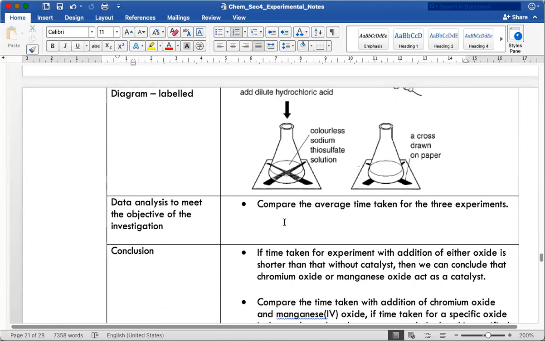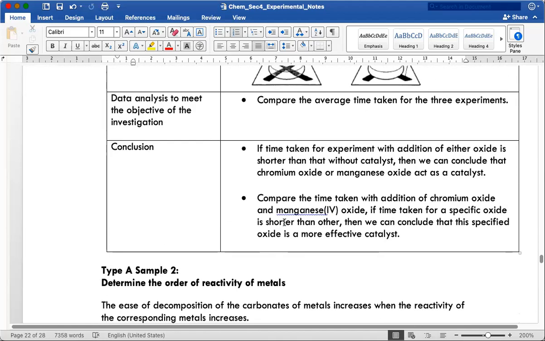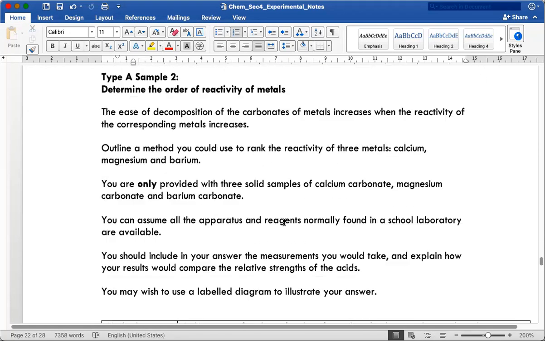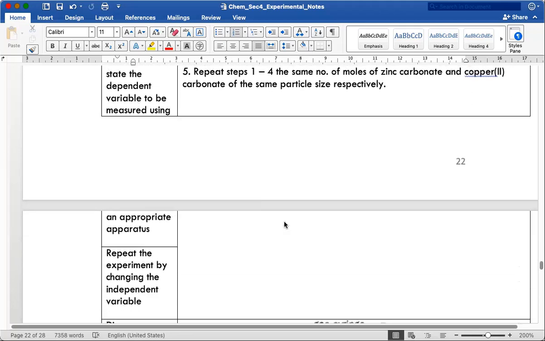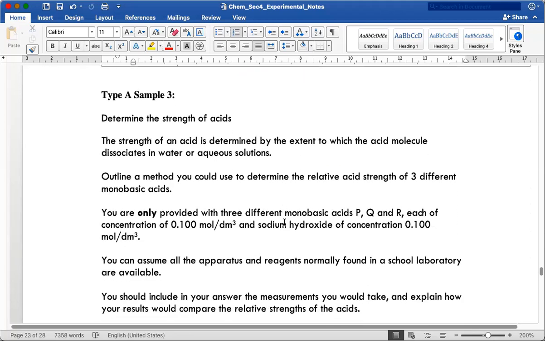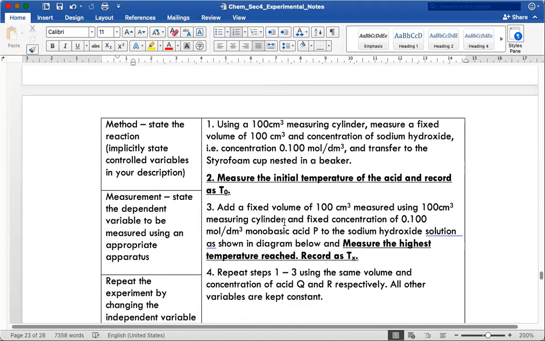It's just comparing the average time taken for the 3 experiments. And then the conclusion is important. You need to talk about whether the time taken with adding this is better, and what the conclusion is. So they need to end off with a conclusion. This is another example, on reactivity or method, which I will not go through because it's very similar to what was done. Then I give them one more sample on comparing the strength of acid.